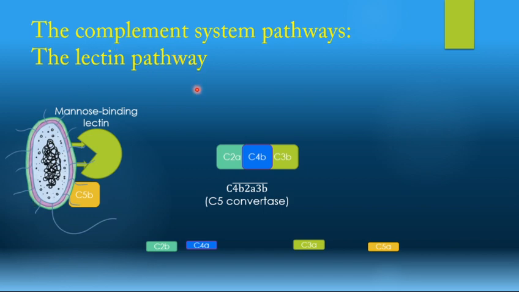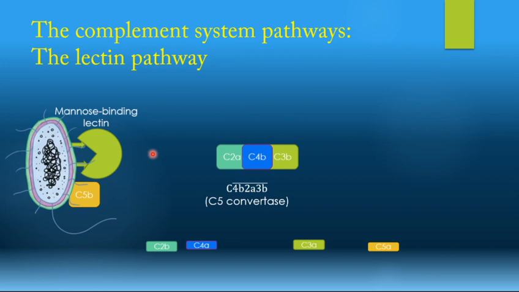Again, it's exactly the same as the classical pathway, except that it's initiated by lectin binding to the mannose on the surface of microbes, while the classical pathway is initiated by the formation of C1QRS by binding to antibodies on the surface of the microbe.